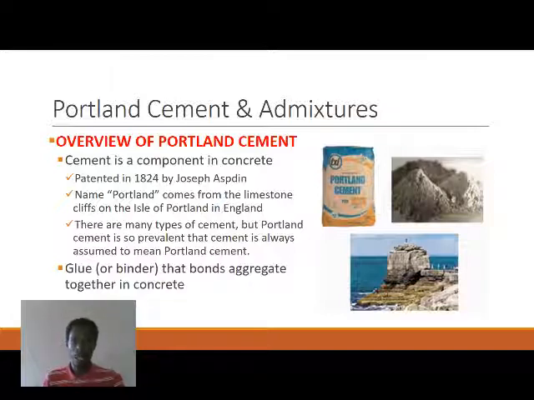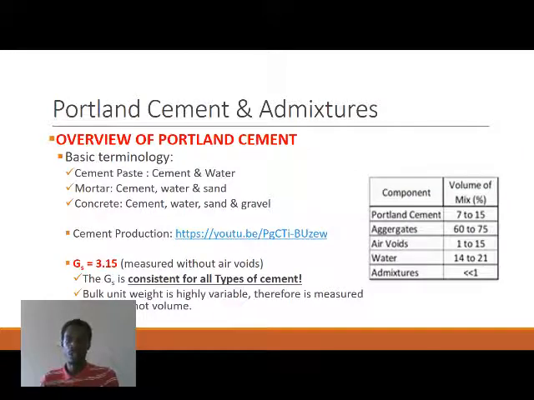I'm sure we were talking about aggregates before. Remember our fine aggregate, our coarse aggregate. So in concrete, cement more or less forms the binder material to hold materials together. For basic terminology, like I always say, as engineers, we need to get our terminology right.